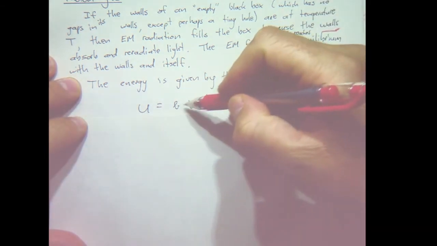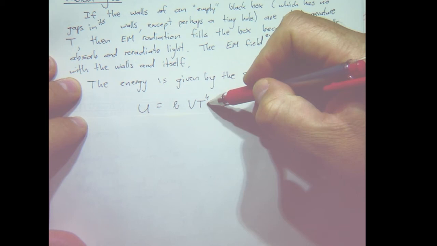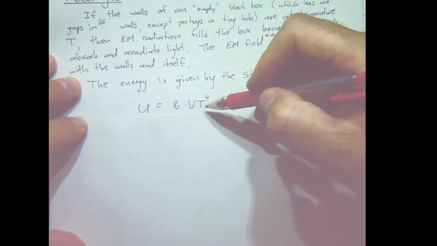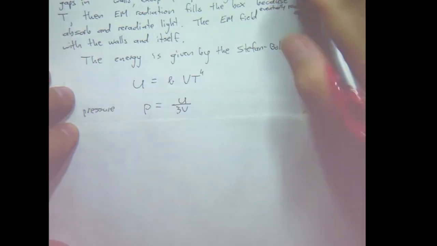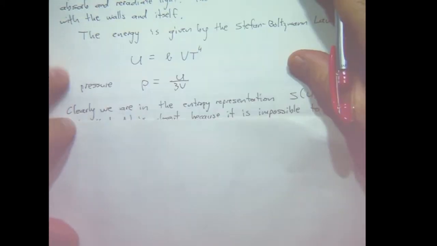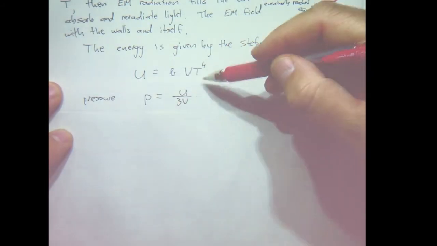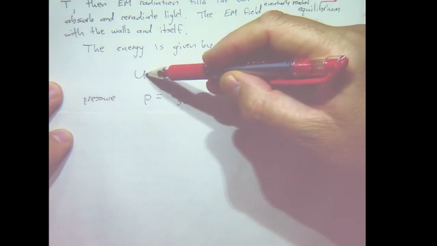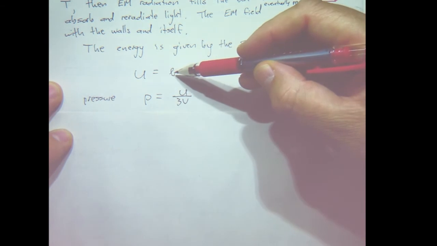So it's proportional to the volume and proportional to the temperature to the fourth power. And B is a constant with the appropriate units. And the pressure is U on 3V. Again, let's say it's a given. So first of all, we are in the entropy representation because the energy is a variable in the equation of state.